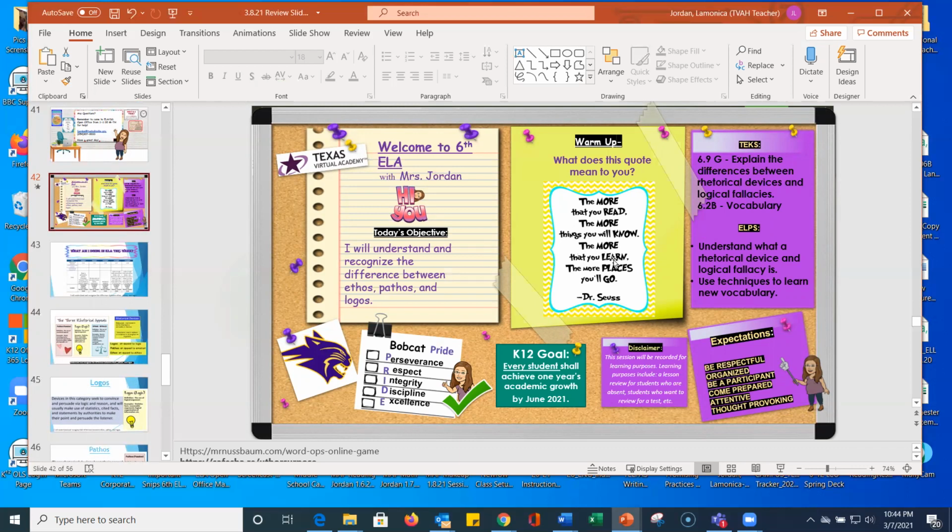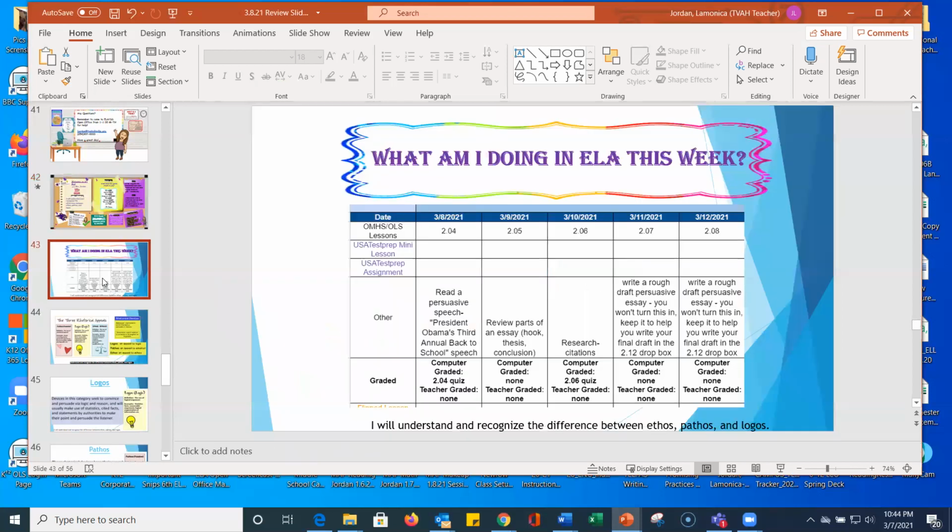What does this quote mean to you? The more that you read, the more things you will know. The more that you learn, the more places you will go. Dr. Seuss. Love that.